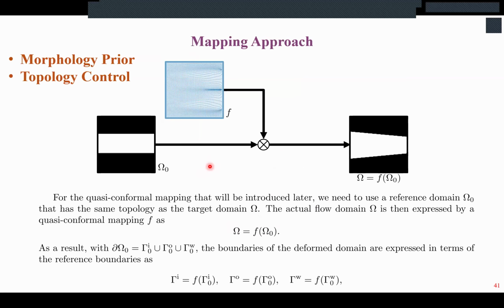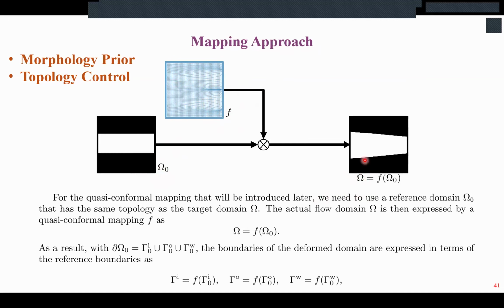However, optimizing omega is somewhat complex and not that straightforward in terms of representation. So we are using a mapping approach. The benefit of using the mapping approach is that if we control the properties of the mapping F, we can actually control the properties of omega. That is to say, if we use this mapping F as a topology preserving mapping, then the prior domain omega 0 should have the same topology as omega.